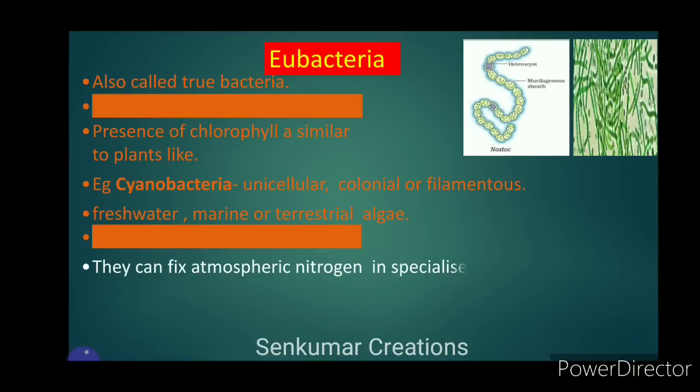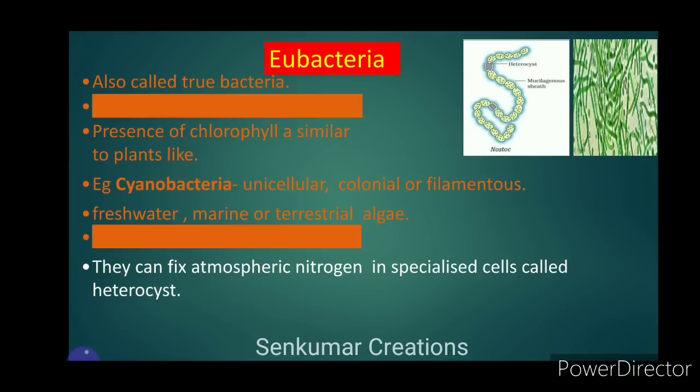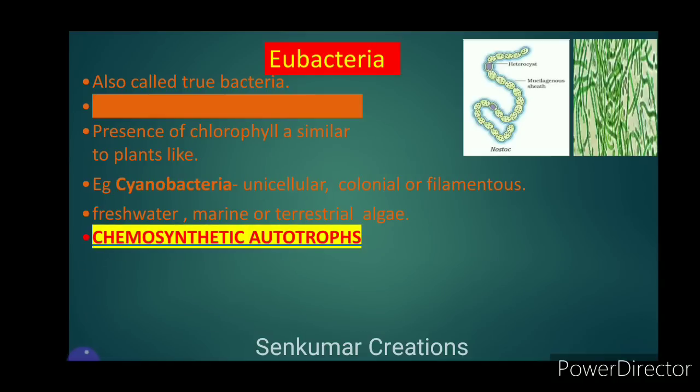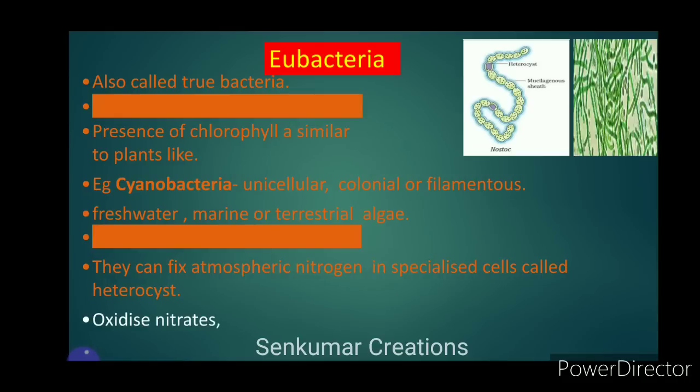Let us see now. They can fix atmospheric nitrogen in specialized cells called heterocysts. So nitrogen fixation takes place in these organisms. They also oxidize nitrites and ammonia. Chemosynthetic autotrophs are also autotrophs, which make their own food. How do they make their own food? They can fix atmospheric nitrogen in specialized cells called heterocysts, and oxidize nitrates, nitrites and ammonia.